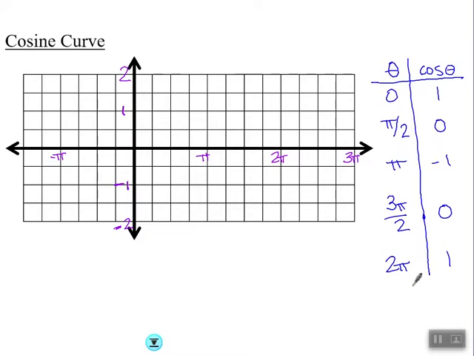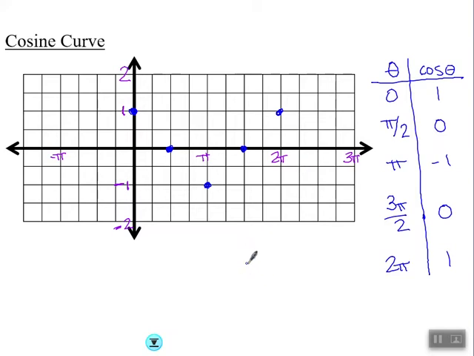And then I just graph the values that we have in this table. For theta equal to 0, the cosine of that would be +1. Cosine of pi over 2 is 0. Cosine of pi is -1. Cosine of 3 pi over 2 is 0. And cosine of 2 pi is 1.